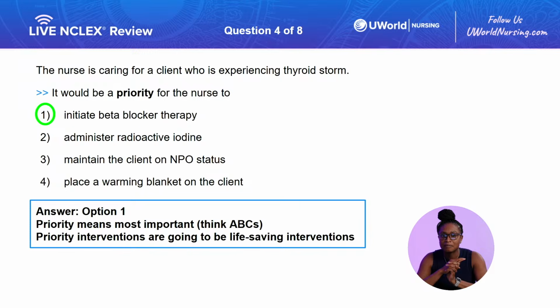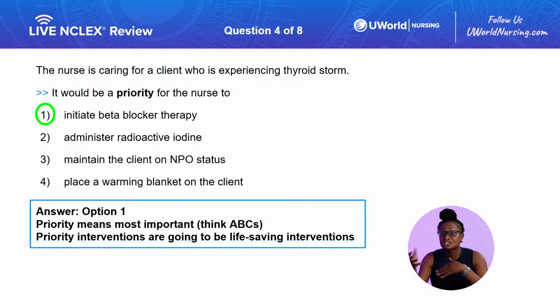Option 2, administer radioactive iodine. This is not really a treatment. This was just a straight up distraction type of answer, not used at all with a thyroid storm. Option 3, maintain the client on NPO status. That also is not going to change the situation of the thyroid storm or the hypermetabolic state. So again, another distraction.